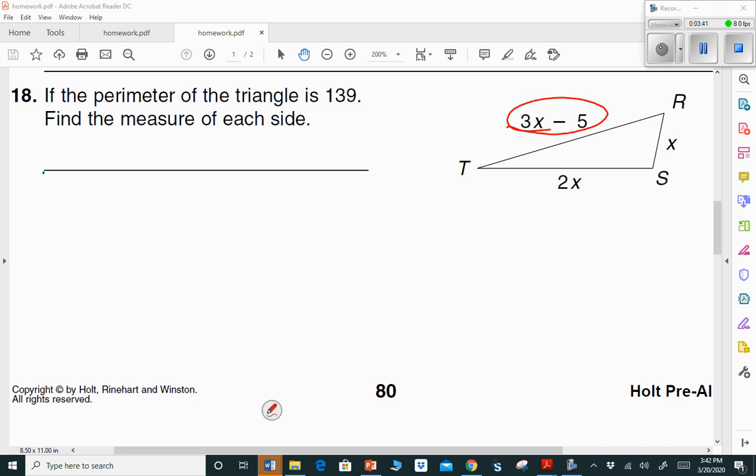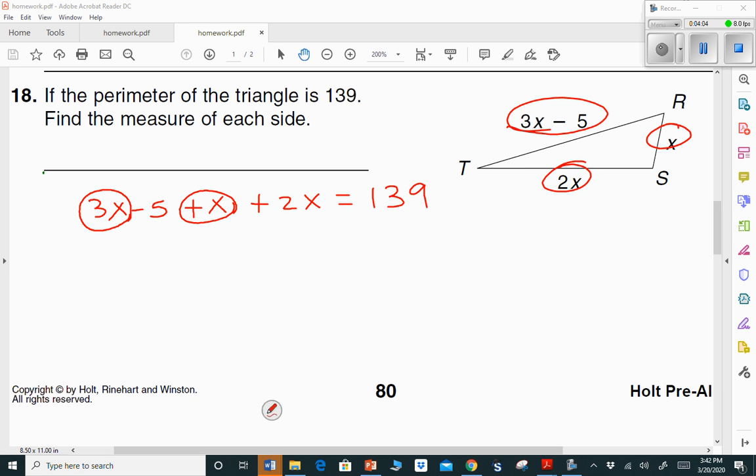It doesn't really matter what order you put them in. 3x minus 5 plus x plus 2x adds up to 139. And then we need to get all the constants on one side and all the x terms on one side. So we've got 3x terms over here and a constant. We've got minus 5, so we're going to put plus 5 and plus 5. This goes away. This equals 144.